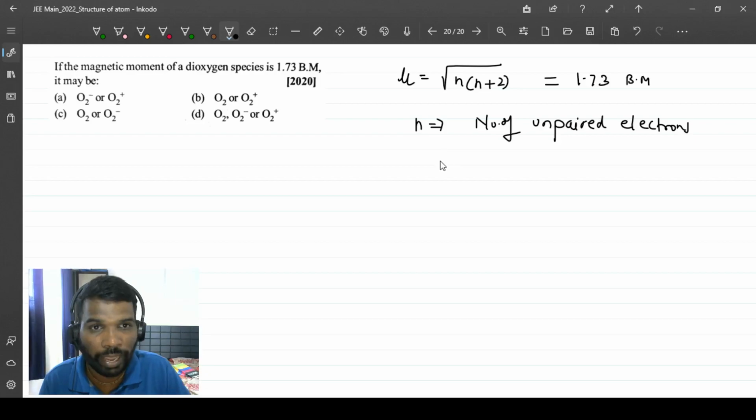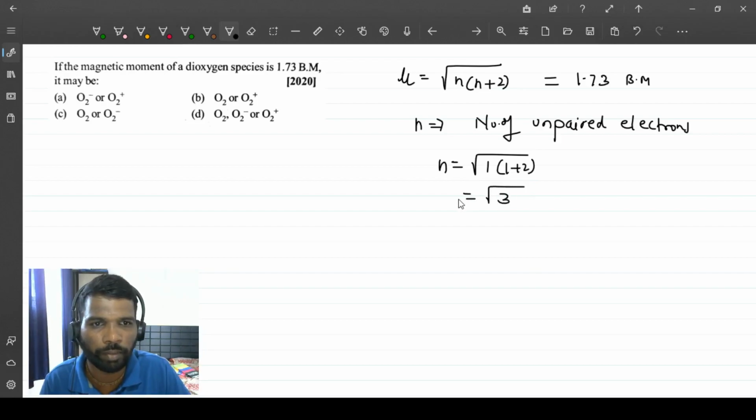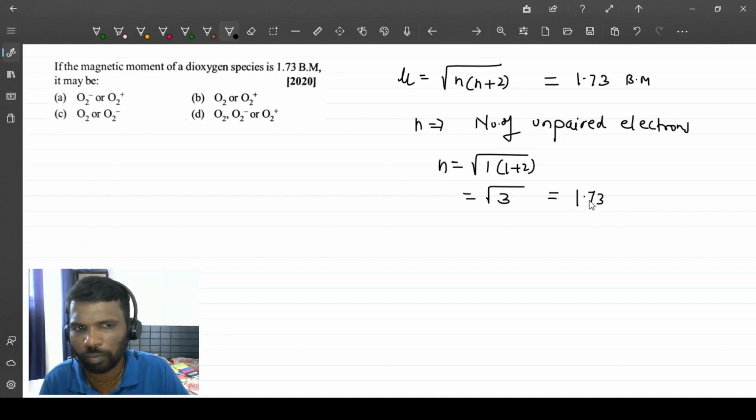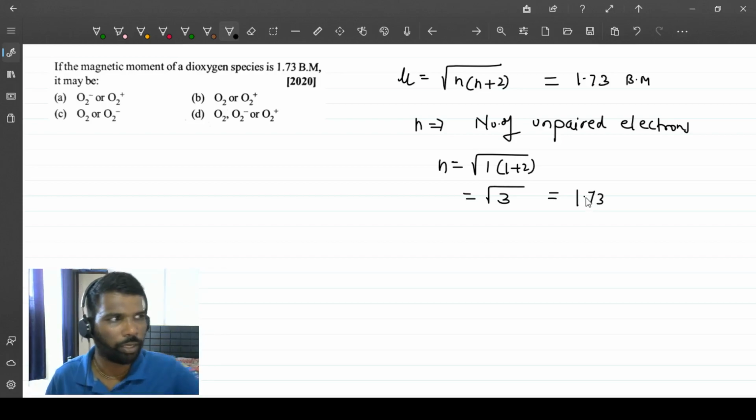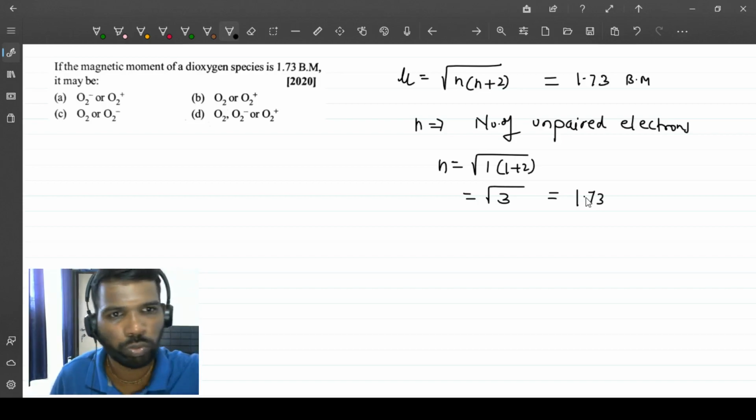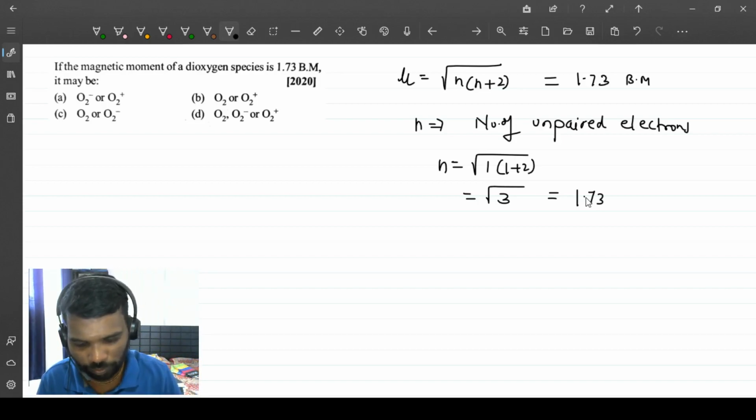If n is equal to 1, this would be 1 into 1 plus 2, that is square root of 3, right? Which is equal to 1.73. The square root of 3 comes to 1.73 when n is equal to 1, isn't it? So n should be equal to 1.